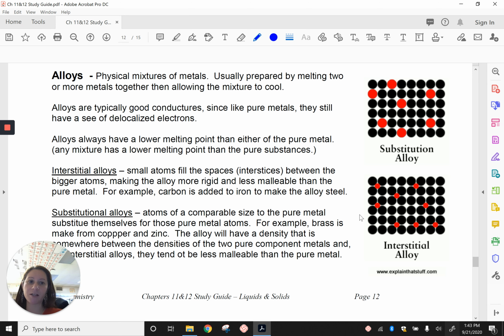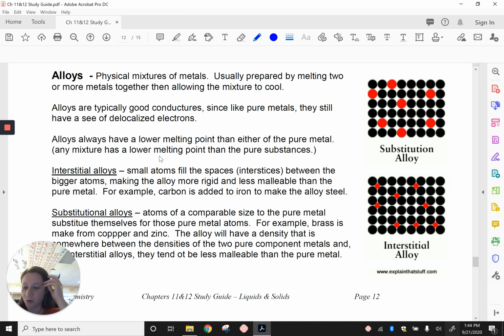Alloys are usually made because you can make them better conductors, you can make them more resistant to corrosion, so you can make a combination of whatever metals you want in order to make better properties, basically. Just like pure metals, they have these cations in a sea of delocalized electrons. So it's the same idea as metallic bonding, except you have different metals in there as opposed to one type. And alloys always have a lower melting point than either of the pure metals. Any mixture will always have a lower melting point than the pure substances.